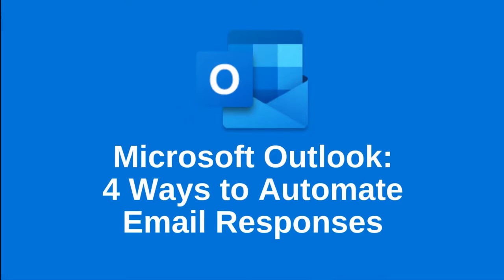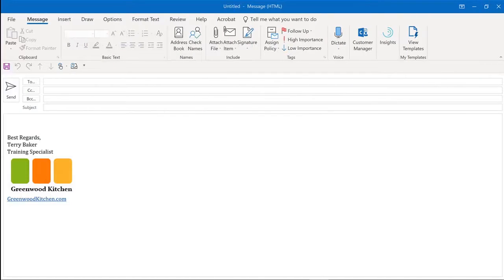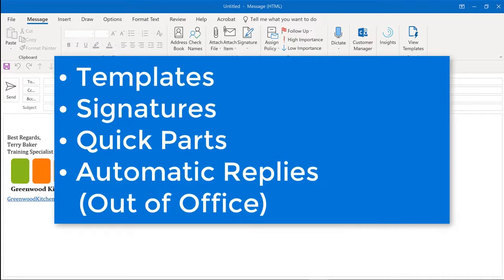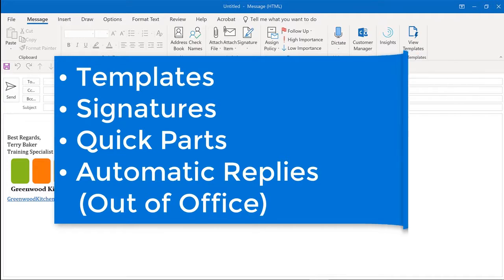How can you save time with Microsoft Outlook? Hi, I'm Dawn. In this online training, we'll look at 4 ways to automate email responses: templates, signatures, quick parts, and automatic replies, often referred to as out-of-office replies.